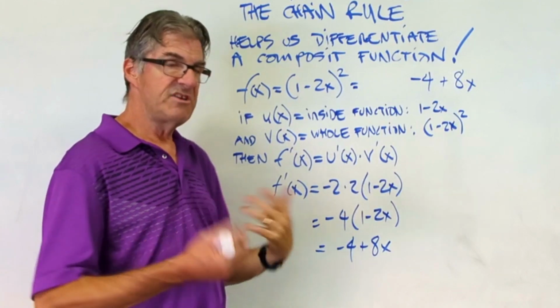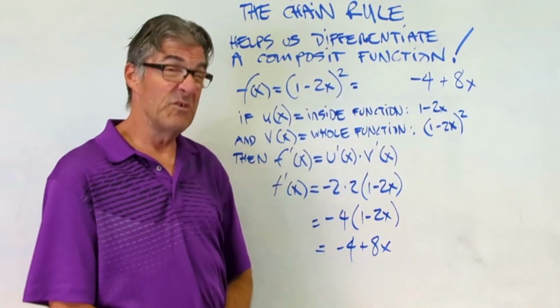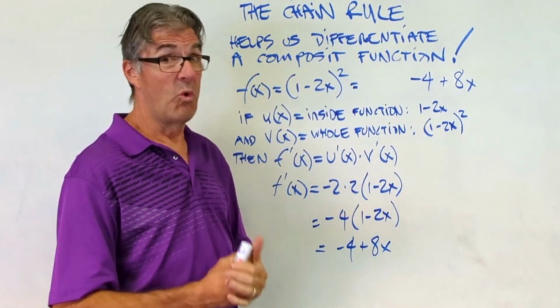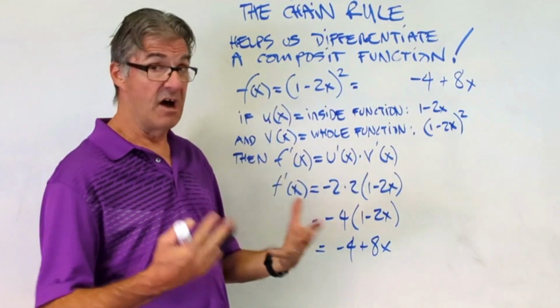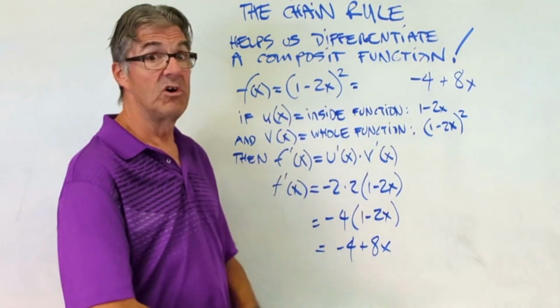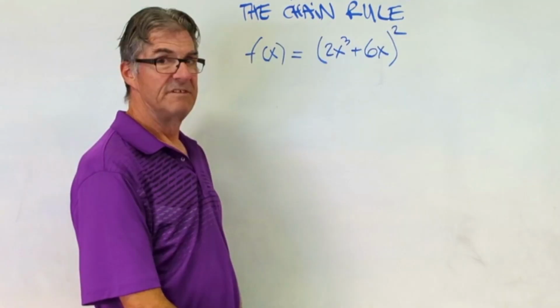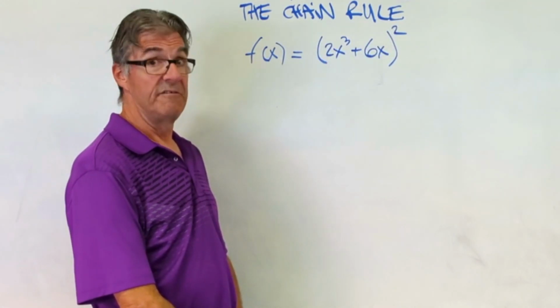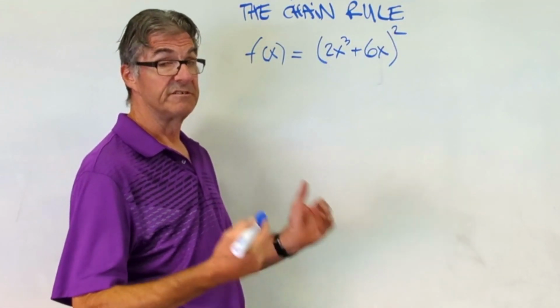And guess what? You might do something with a 3rd power or a 4th power. You don't want to have to foil those things out. They take a long time, lots of chances of making mistakes. The chain rule is quick and easy. All right, let's do a bunch of these derivatives using the chain rule.